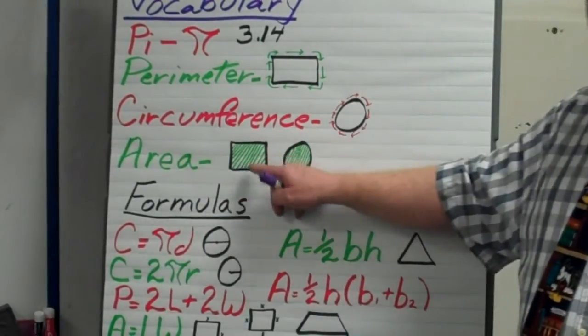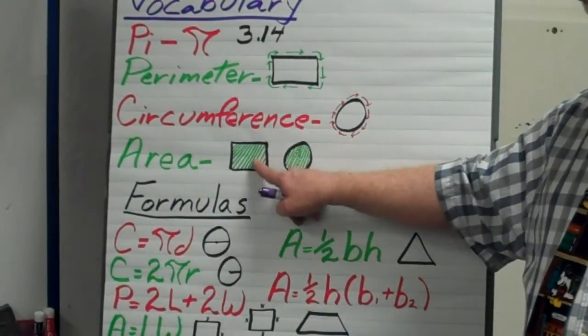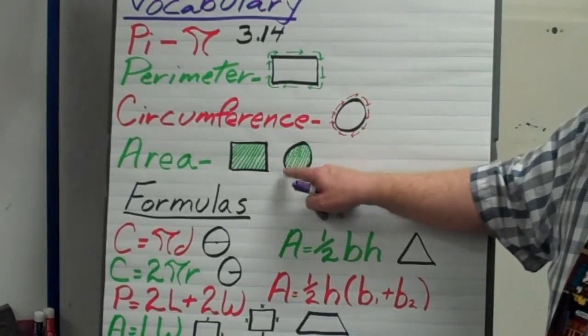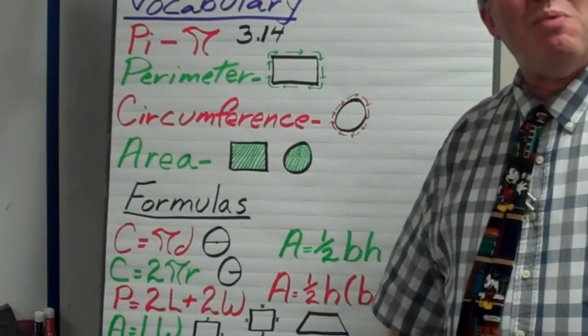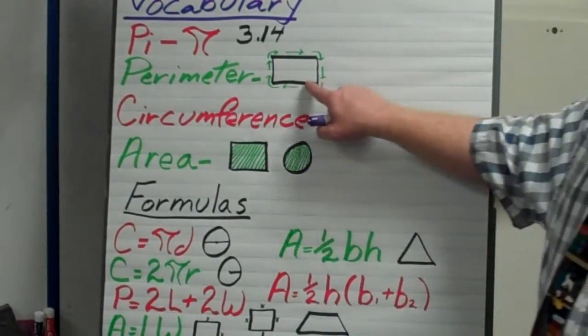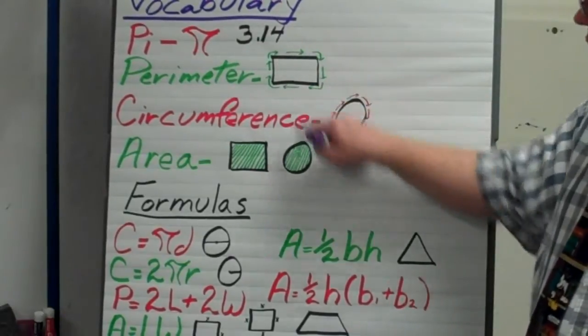Area. Now, area is going to be everything inside the perimeter of whatever it is that you just took that measurement of for the outside. Remember, the perimeter goes all the way around the outside.